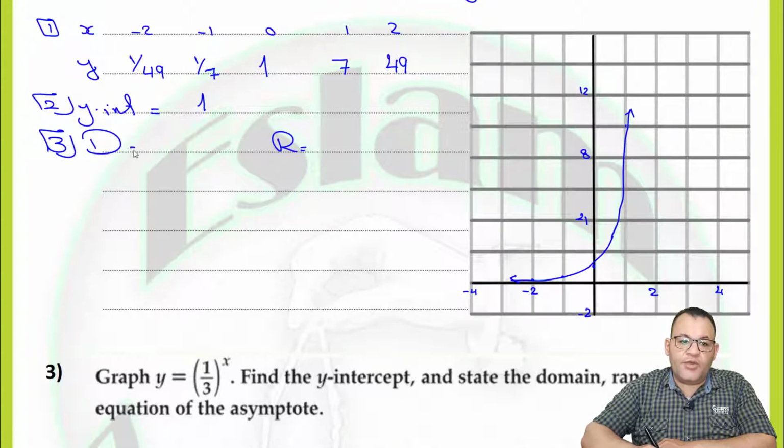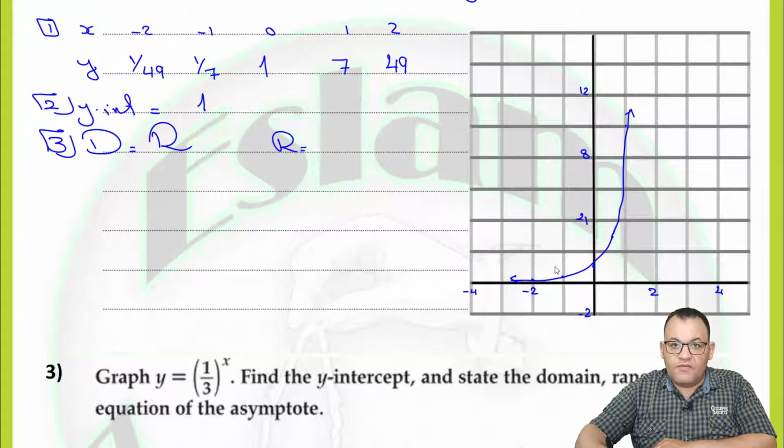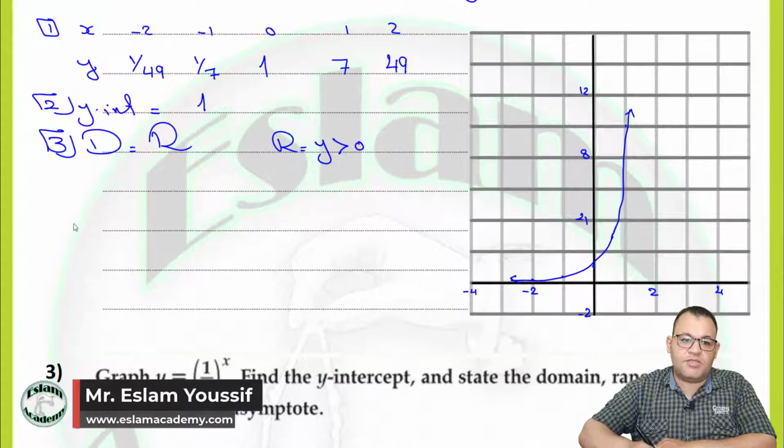Number 3, we need to find the domain and range. We said the domain for any exponential function is R. And the range, you will find that all of the values are greater than 0, positive numbers, so we can say that the range is y greater than 0.